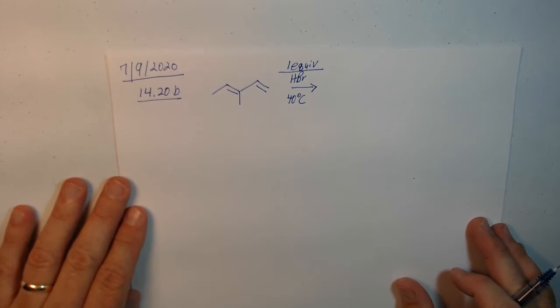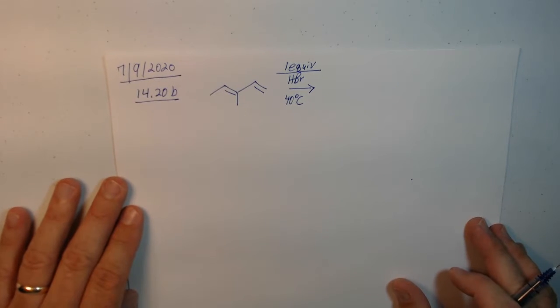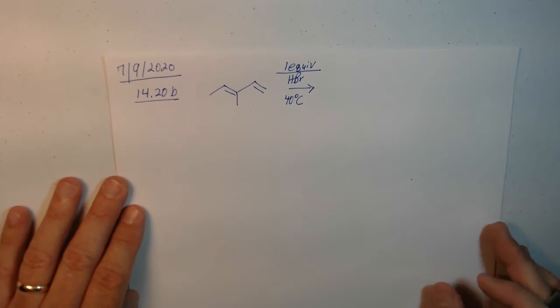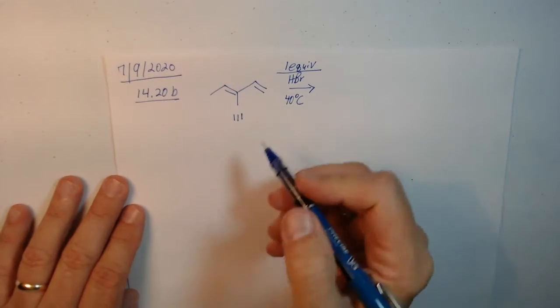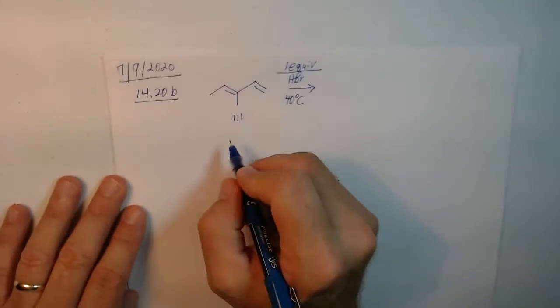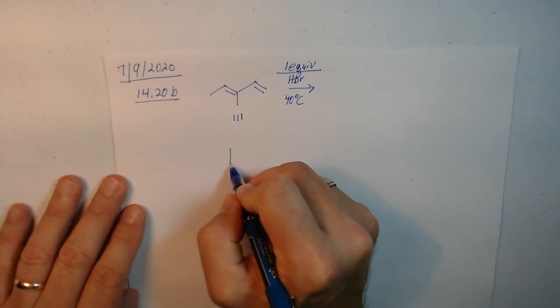what's key to this problem is to recognize that this is an unsymmetrical diene. So I'm going to redraw this diene. The three lines just means equivalent to, with a slightly different conformation.